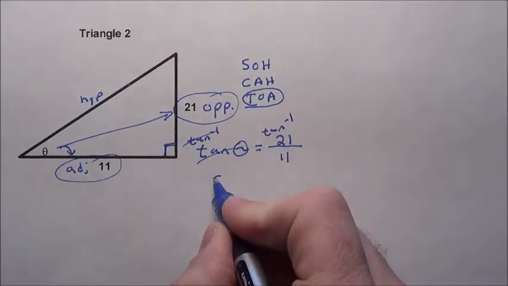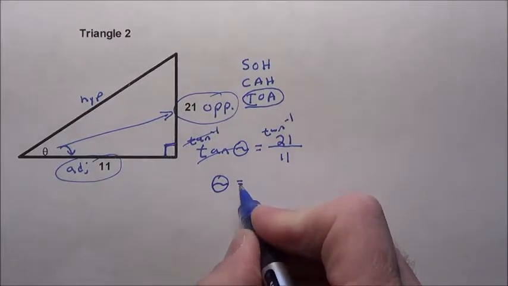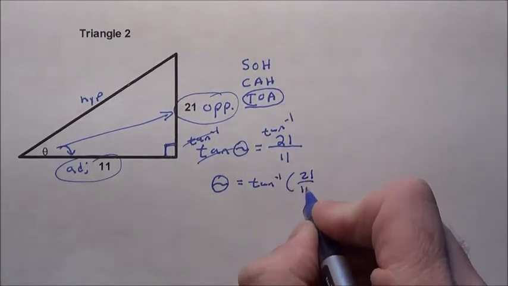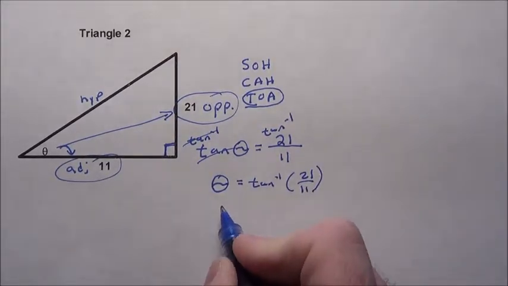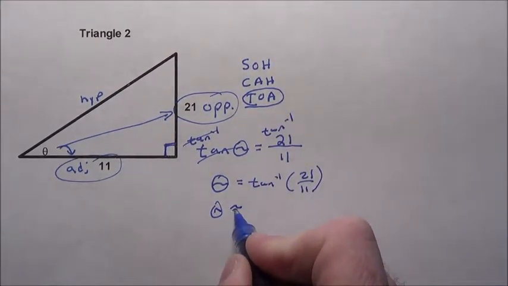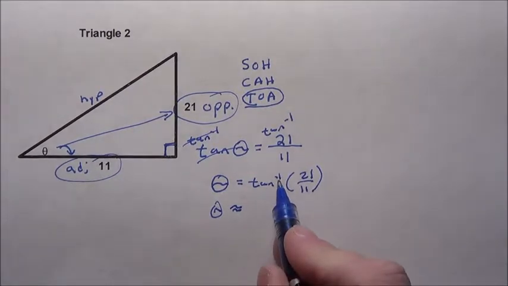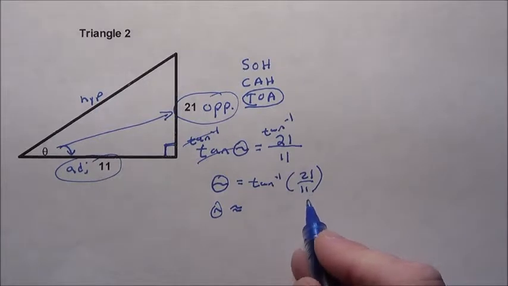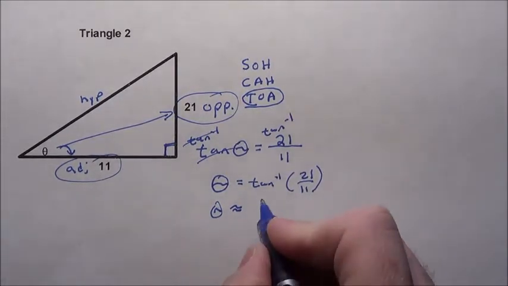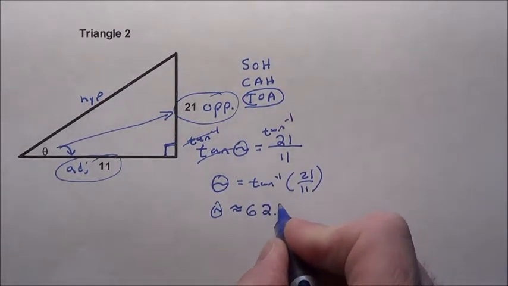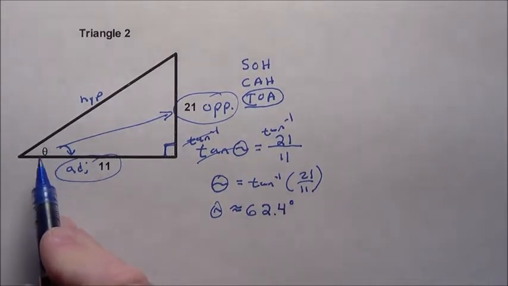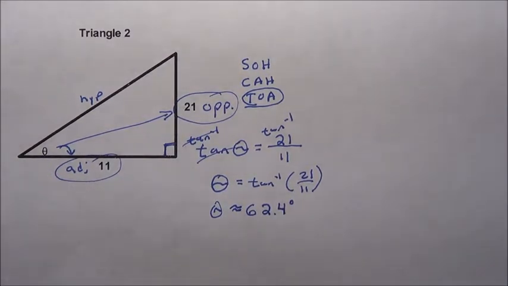So here's what we have. We have theta left by itself, and it's going to equal the inverse tangent of 21 divided by 11. So I grab my calculator, I make sure it's in degree mode, I type inverse tangent, that's going to be second and the tangent button, 21 divided by 11, close my parentheses, and what I got as an answer a little bit ago was 62.4 degrees. This angle right here, though it doesn't look like it, looks much smaller, mathematically that has to be 62.4 degrees.